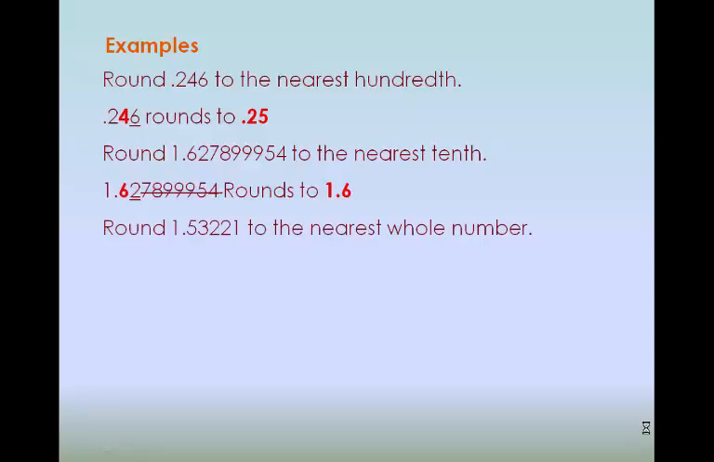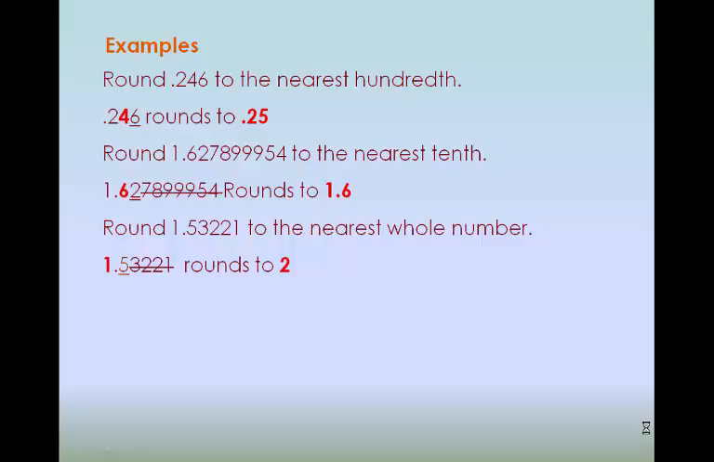Round 1.53221 to the nearest whole number. The nearest whole number would be in the ones place, the place immediately to the left of the decimal point. The number immediately to its right is a 5, so that means we're going to add 1 to that 1 and make it a 2. So this number correctly rounds to the nearest whole number as a 2. Notice we do not put 2.0, because if you put 0.0, you're telling the reader that you actually rounded that to the nearest tenth, and that would not be correct.